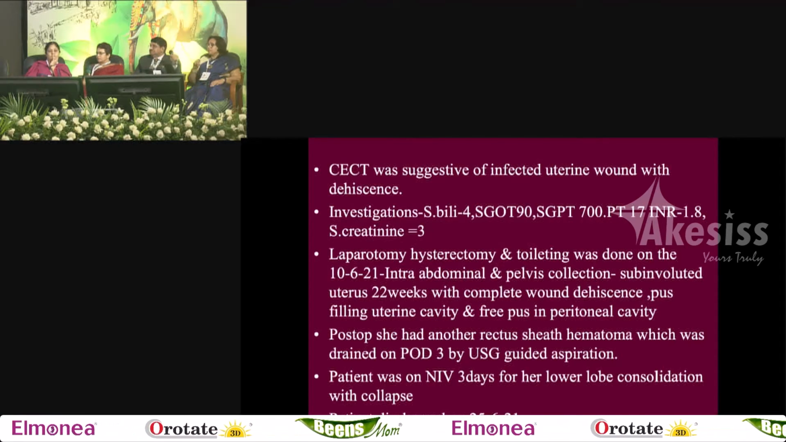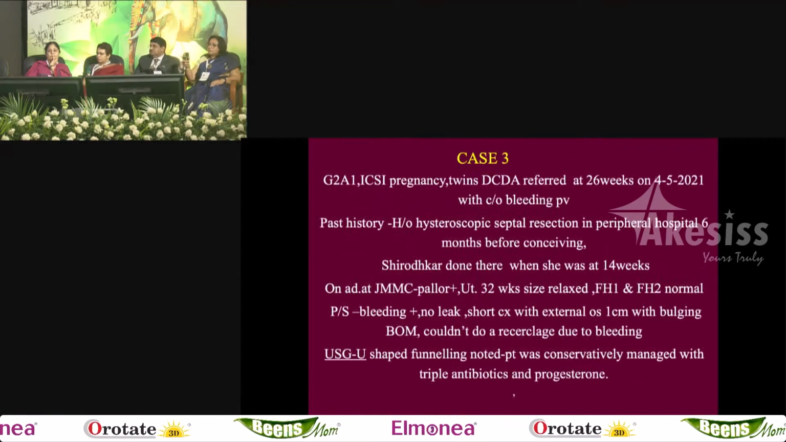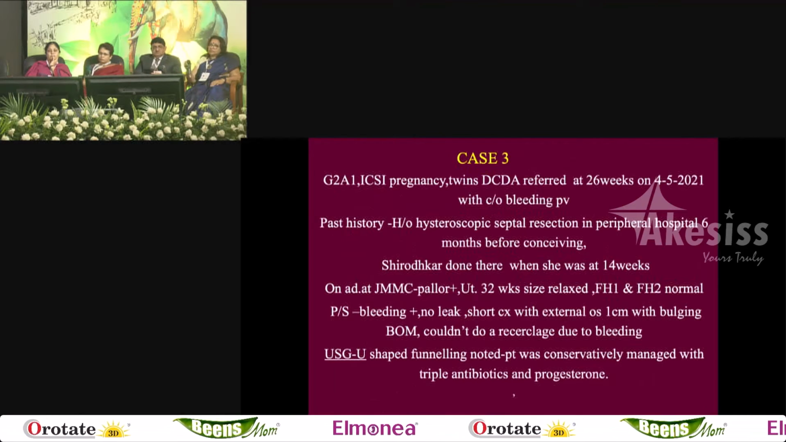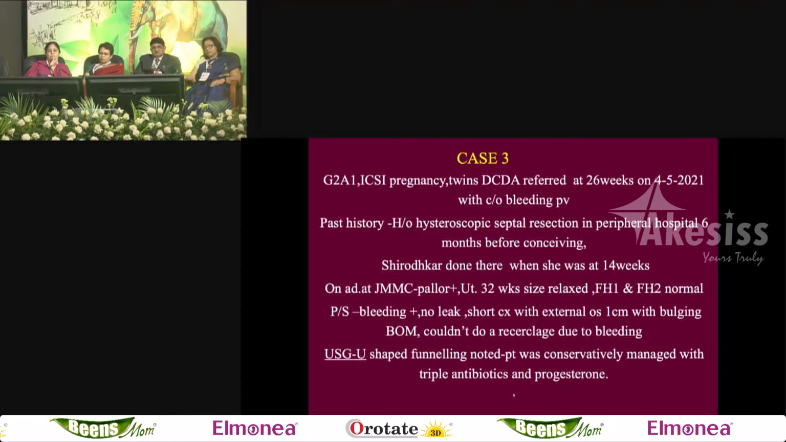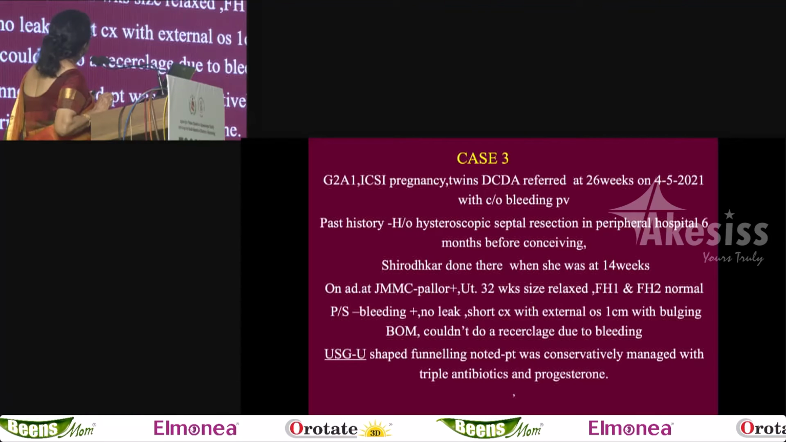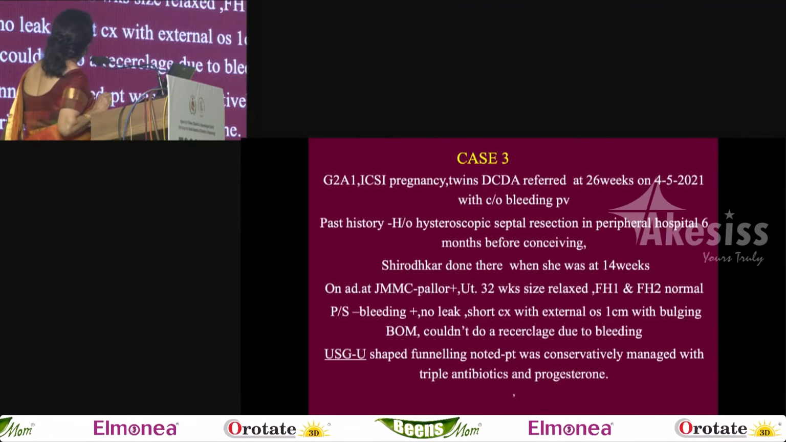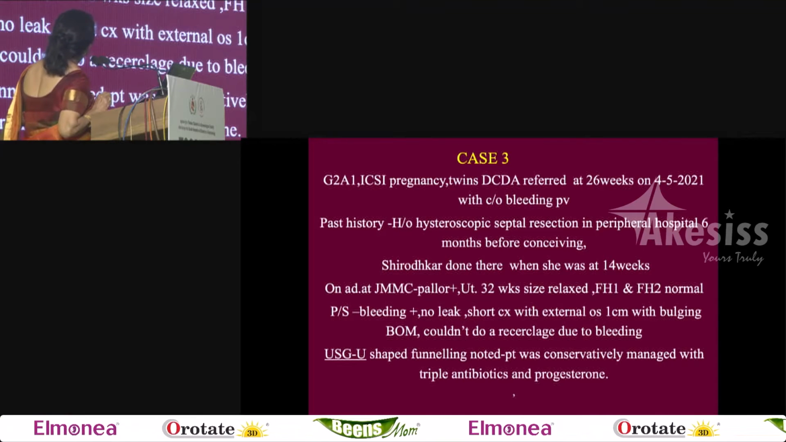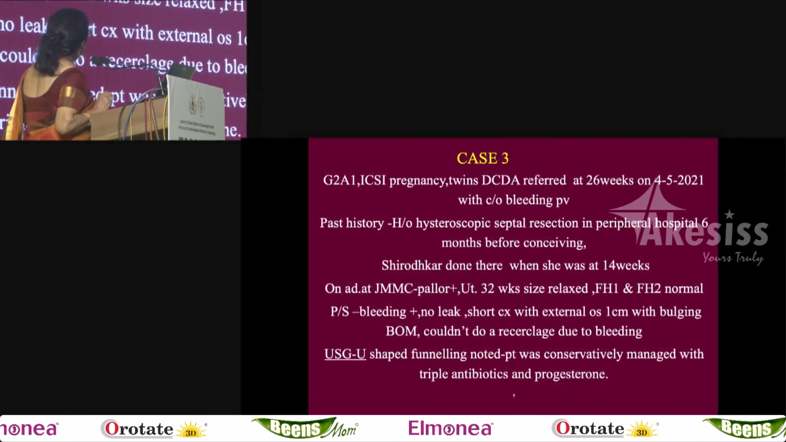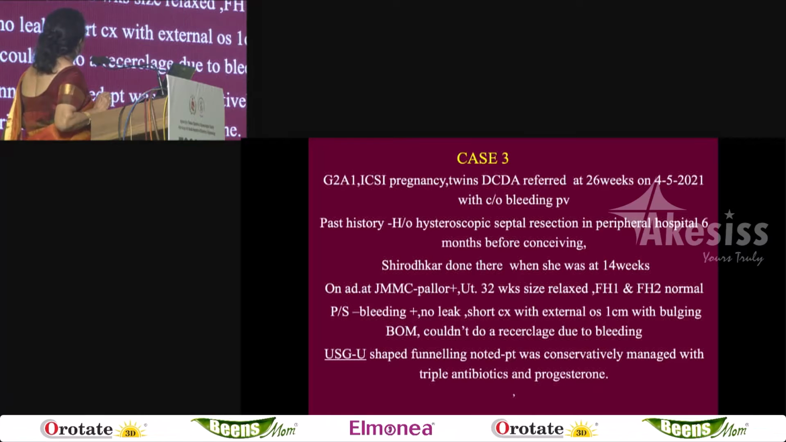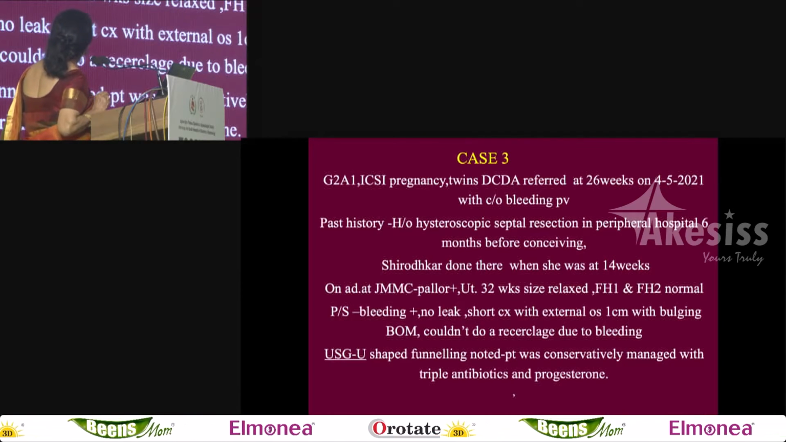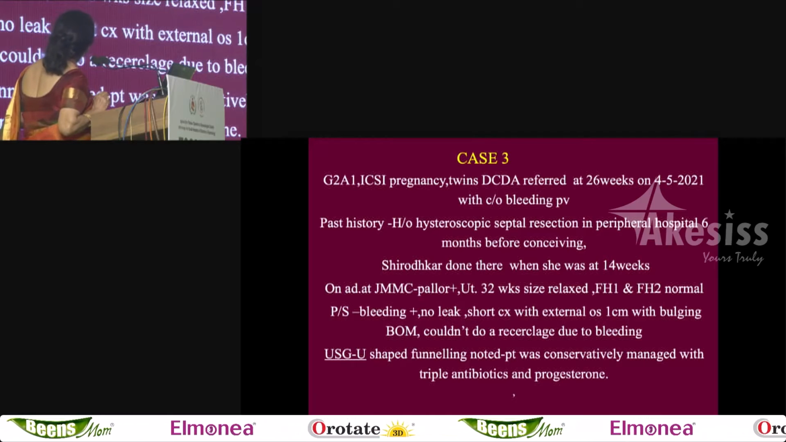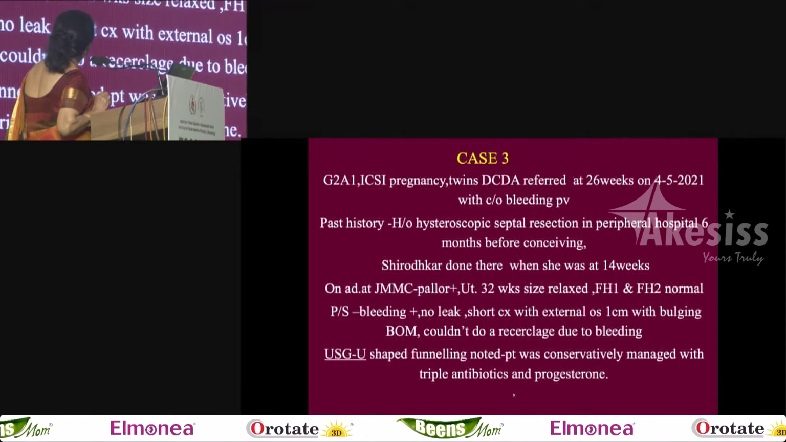Correct, very correct. We'll take on this case. She's a gravida 2, 1 abortion, ICSI pregnancy, okay? Twins, DCDA, she was referred at 26 weeks on the 4th with complaints of bleeding PV. Past history of a hysteroscopic septal resection in a peripheral hospital 6 months before conceiving. So they've done a hysteroscopic septal resection and then ICSI and then she conceived. Then they also did a Shirodkar on her at 14 weeks.